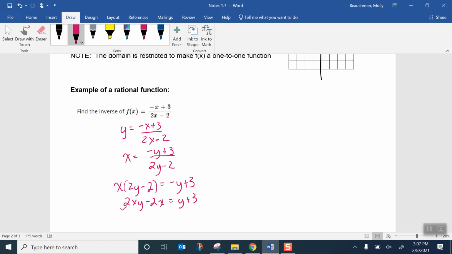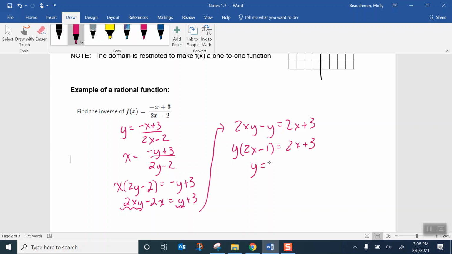Now I'm trying to solve for y, so get all the terms with y in them on one side and all of your other terms on the other. So I'm going to end up with 2xy plus y on the left-hand side is equal to 2x plus 3 on the right-hand side. So how you solve for y when you have it in multiple terms? Get all the terms on one side that have the variable you're solving for, and then factor out a y. I'm left with y times 2x plus 1 equals 2x plus 3. Divide both sides by 2x plus 1. And then interchange, put in your notation. So the inverse is 2x plus 3 over 2x plus 1.